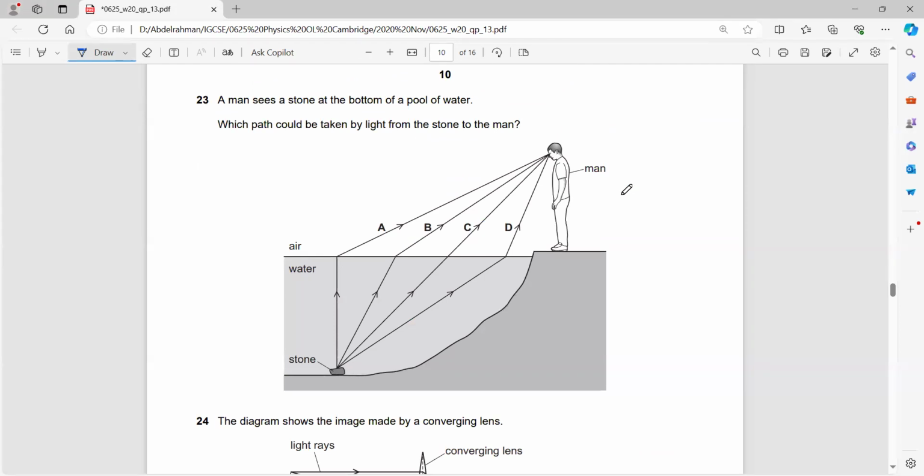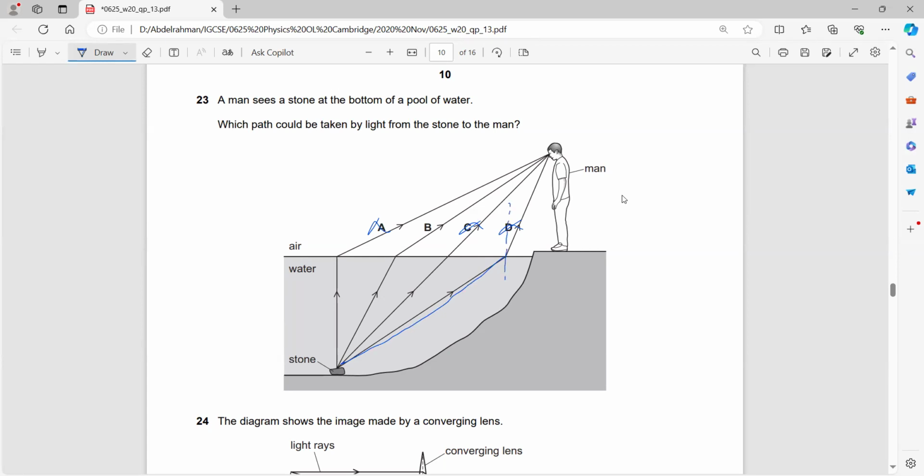A man sees a stone at the bottom of the pool. Which path could be taken by the light? A is wrong. C is wrong. The only path could be either B or D. D is wrong. Why? Because as the light moves from the water to the air, the angle of refraction has to increase. It cannot decrease.